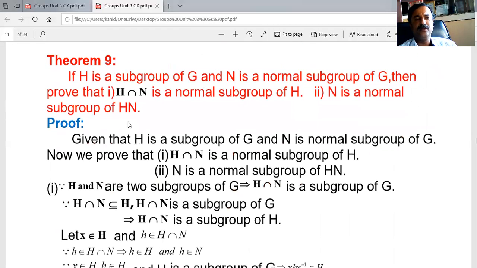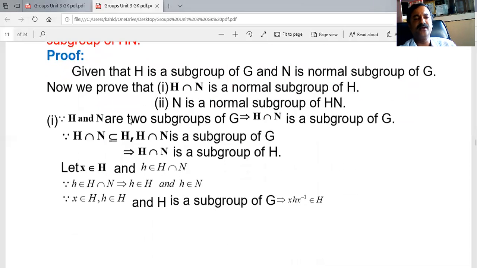For that proof, what is given is that H is a subgroup of group G and N is a normal subgroup of G. We want to prove these two parts. The first one is that H intersection N is a normal subgroup of H, not G. Are you understanding that?